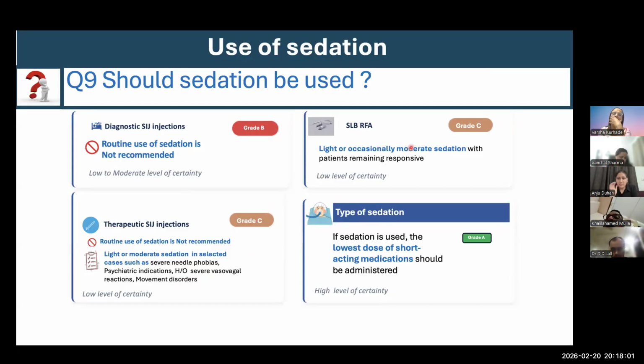Light or occasionally moderate sedation can be used for SLB RFA, and if sedation is used, the lowest dose of short-acting medications should be administered.